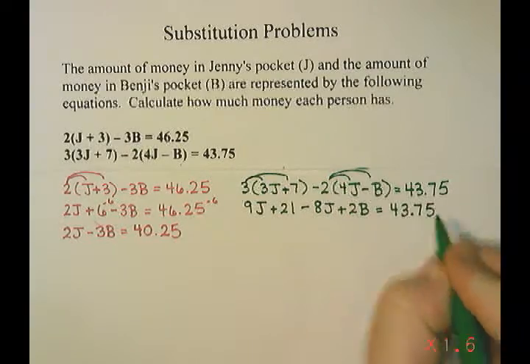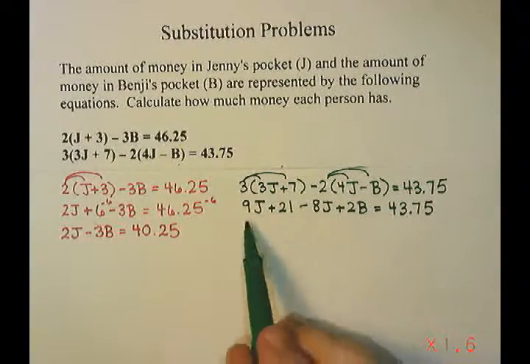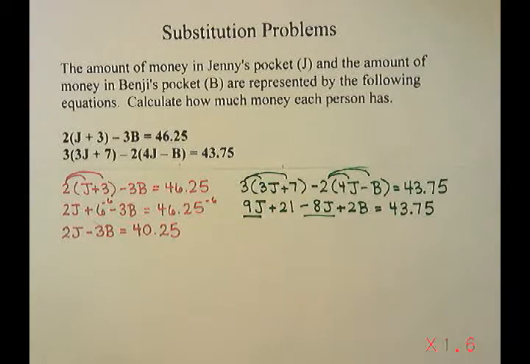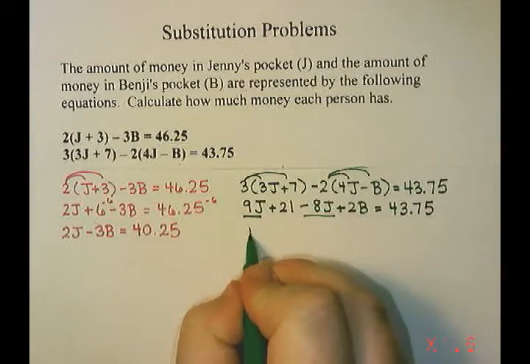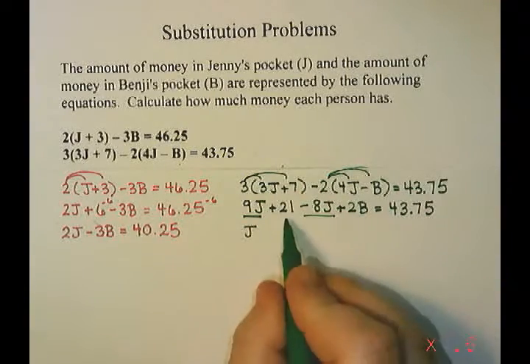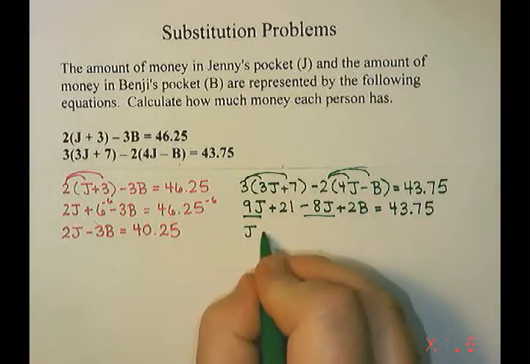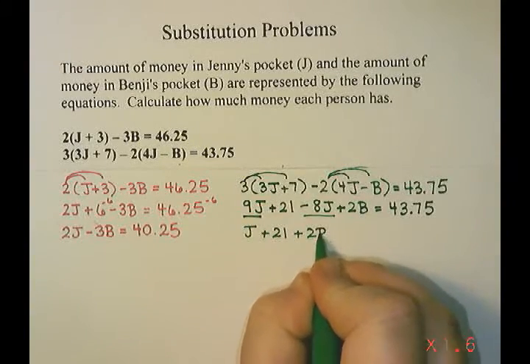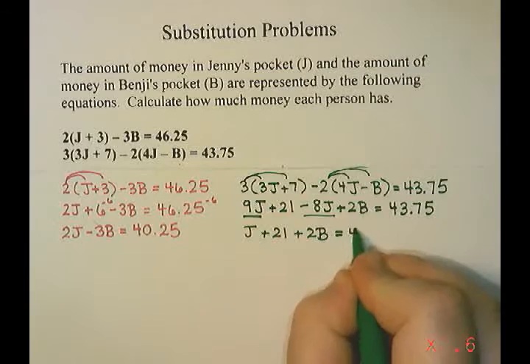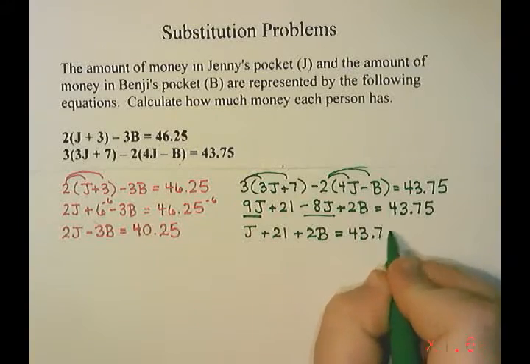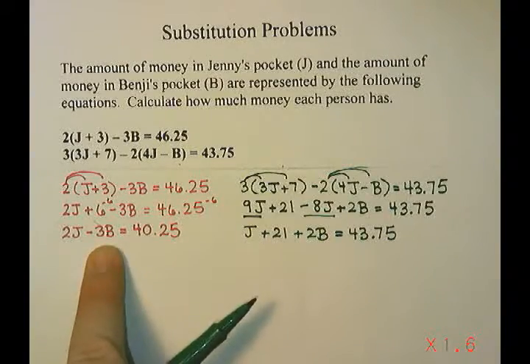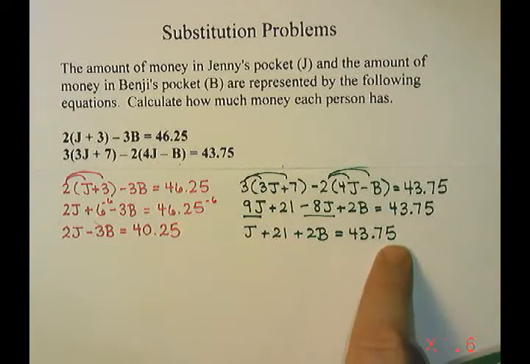So if I look on the left side for like terms, I do notice that I have a 9J take away 8J, which would leave me with just 1J, or I can just write that as a single J. And then the 21 and the 2B are not like terms. And that still equals 43.75. So I'm going to do the same thing I did with this one. I'm going to take that 21 to the other side.